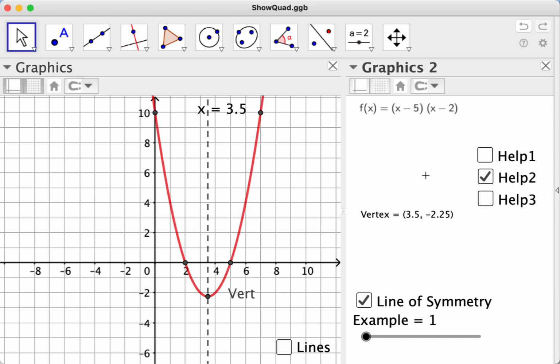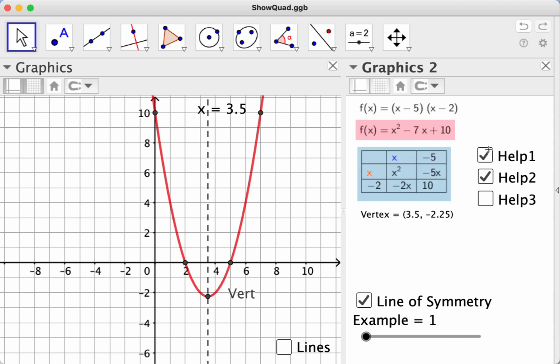Okay, when we multiply these two out, and that means doing this sort of box multiplication, where we multiply x minus 5 times x minus 2, we end up with x squared minus 5x minus 2x plus 10. We have 4 different products here. We have x times x is x squared, x times negative 5 is negative 5x, negative 2 times x is negative 2x, and 10. When we add those together, we end up with x squared minus 7x plus 10. Notice that the negative 2x and the negative 5x combine to give us negative 7x.